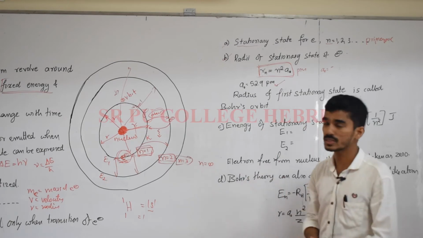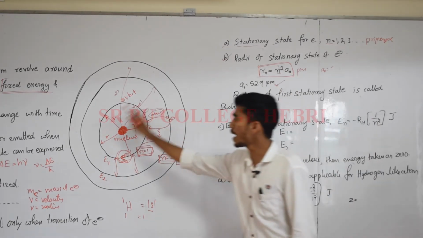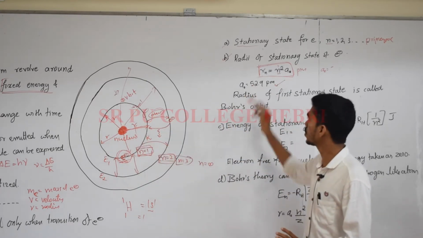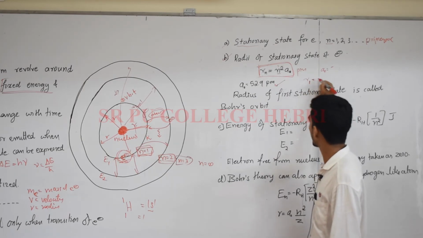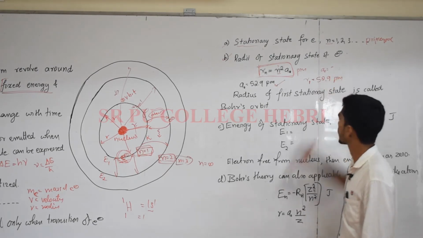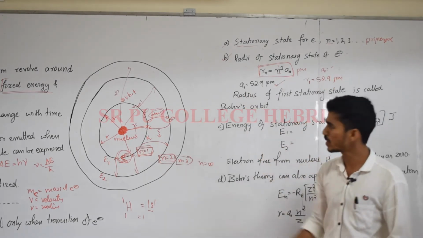And one more concept: n equal to 1 is nothing but the hydrogen ground state energy level. So here, for n equal to 1, Rn or R1 equals 52.9 picometer, and this is called the Bohr orbit.